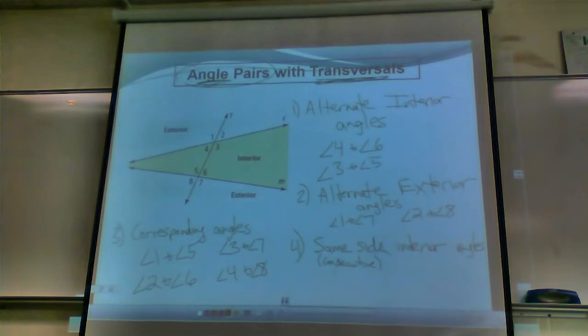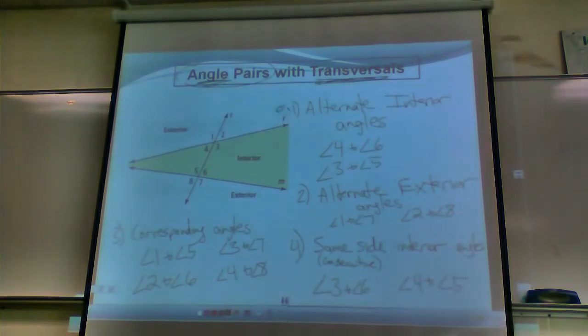Okay? So again, there's only 2 pairs here, right? Because there's only 4 interior angles, so I can only match them up twice. If I said, what do you think is the same side interior angle with angle 3? 6. Because they're both on the right. And that would just leave 4 and 5 being the other. Okay, so these are the pairs you're going to be working with.